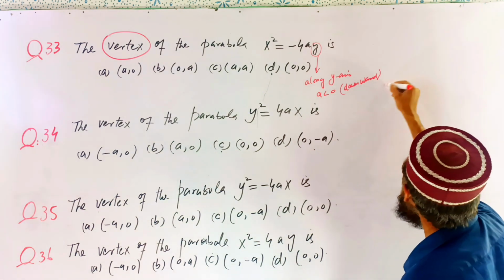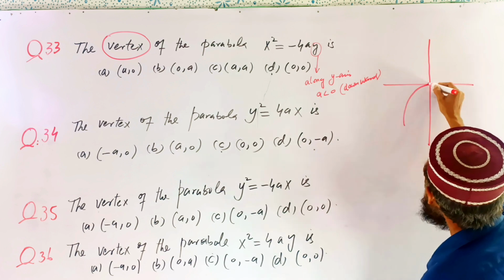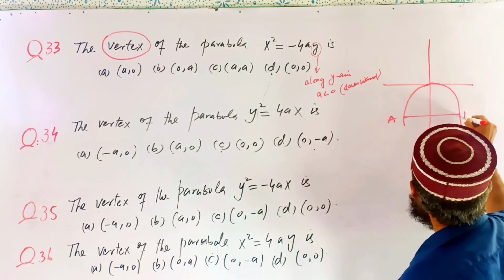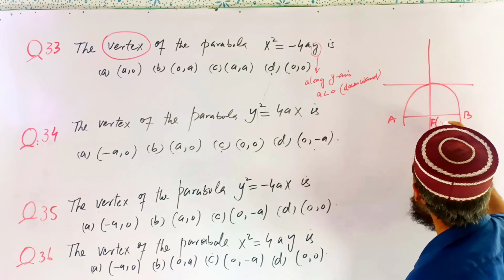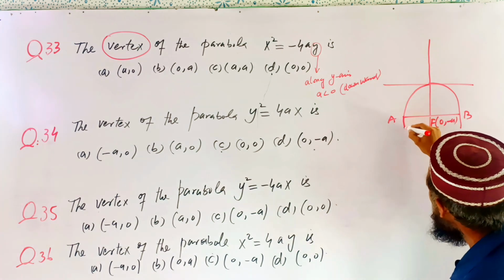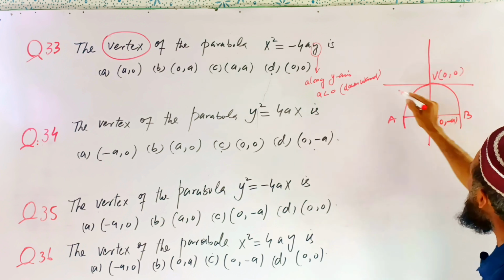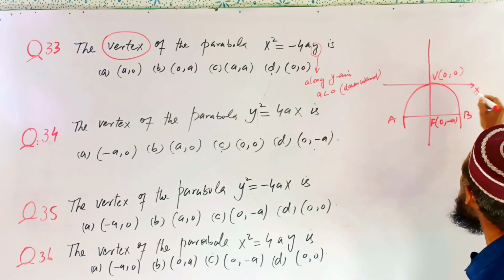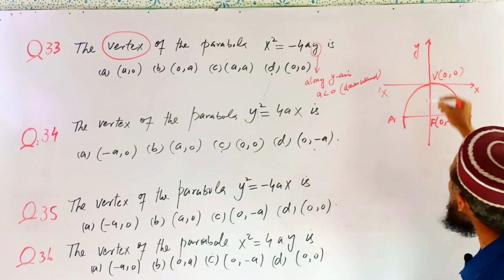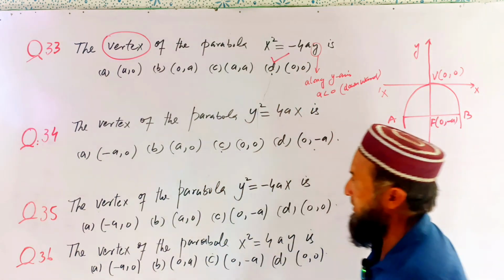Now look here, we make the parabola. The parabola is made like this type. So here A and B are any 2 points, and the focus is this one, 0 and minus a, and the vertex is here 0 and 0. The parabola is along the y-axis, so the vertex is 0, 0. So option D is the correct option.